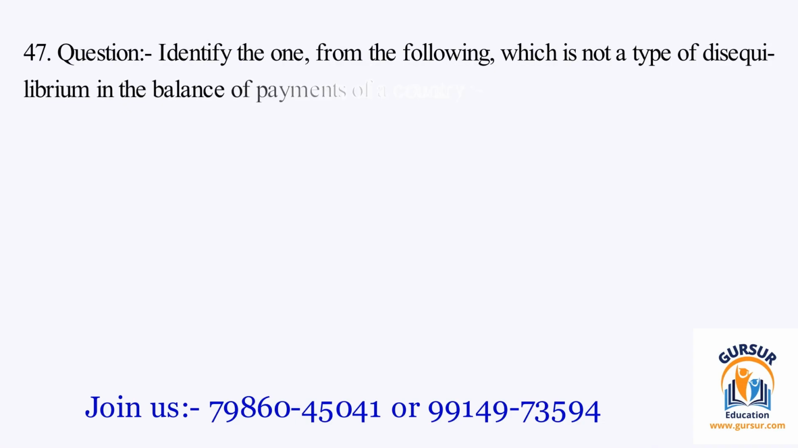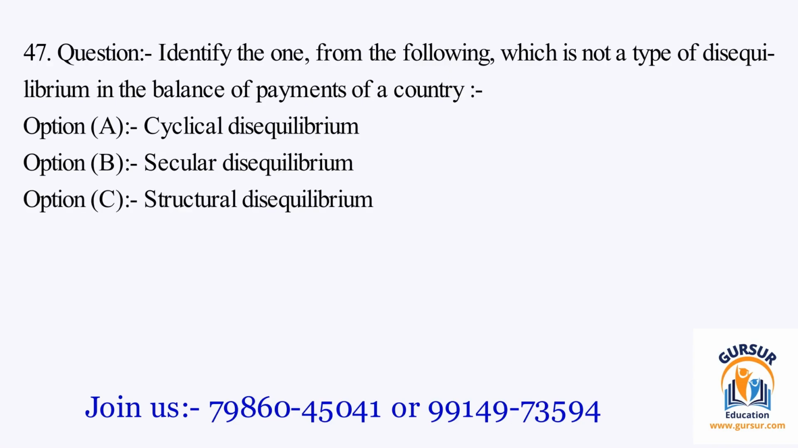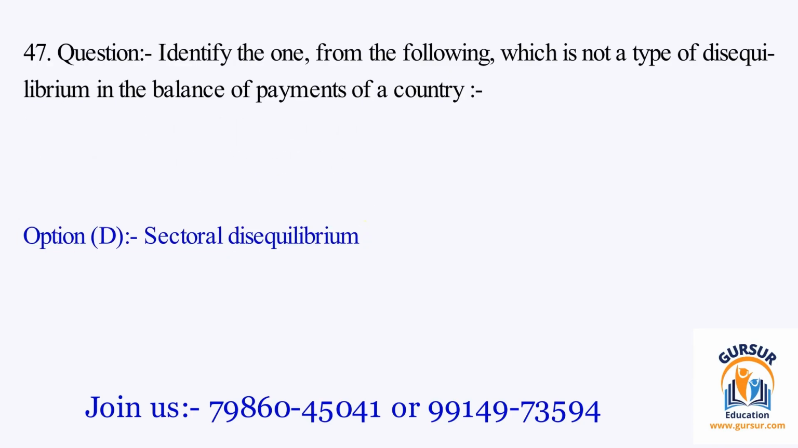Question number 47. Identify the one from the following which is not a type of disequilibrium in the balance of payments of a country. The option A is cyclical disequilibrium. The option B is secular disequilibrium. The option C is structural disequilibrium. The option D is sectoral disequilibrium. The right answer of the question is option D, and that is sectoral disequilibrium.